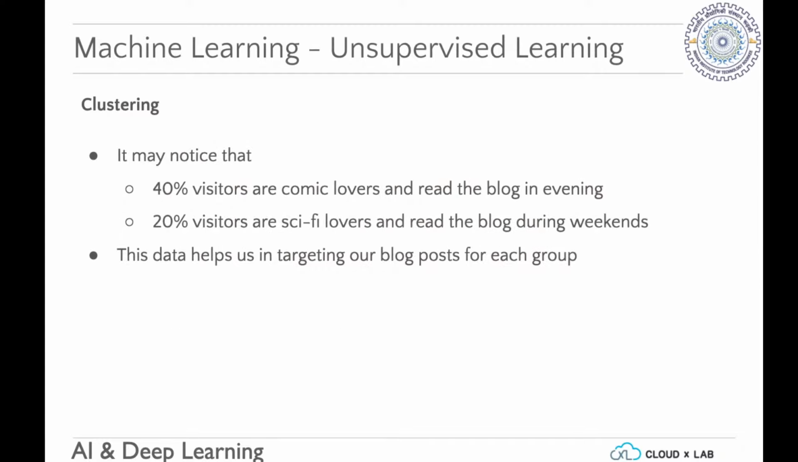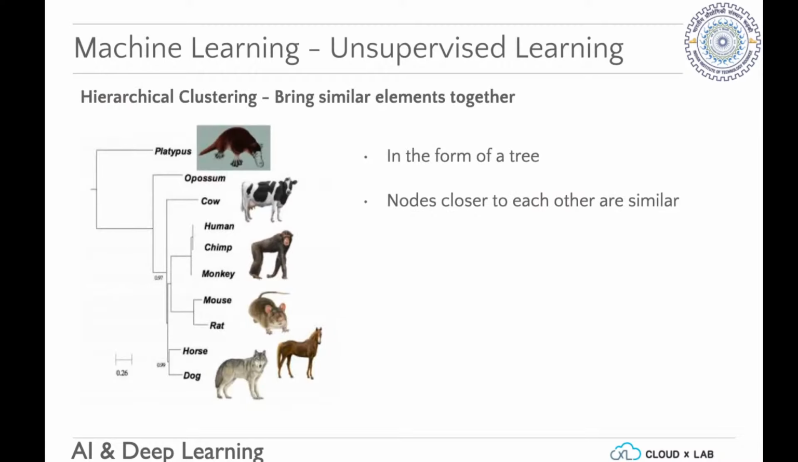So an example of clustering: post you run clustering, you might just figure out that 40% of visitors are comic lovers or read the blog in the evening. 20% of the visitors are sci-fi lovers and read the blog during weekends. This information is actually used extensively in almost all online businesses, where people are trying to figure out what types of people are visiting their website. This information can then be used for targeting the blog post for each group.